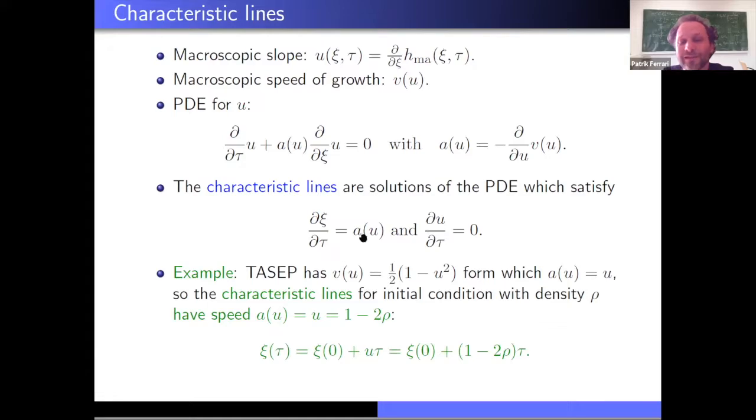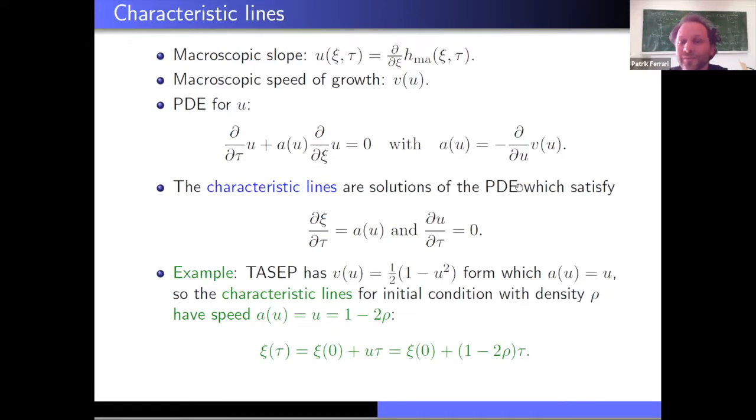In TASEP, the speed of growth as a function of U turns out to be 1/2 (1 minus U squared). Then you can write down a PDE for U. This is the PDE for U, and this A is minus the derivative of the speed of growth as a function of the slope. Now the characteristic solutions are physically meaningful.